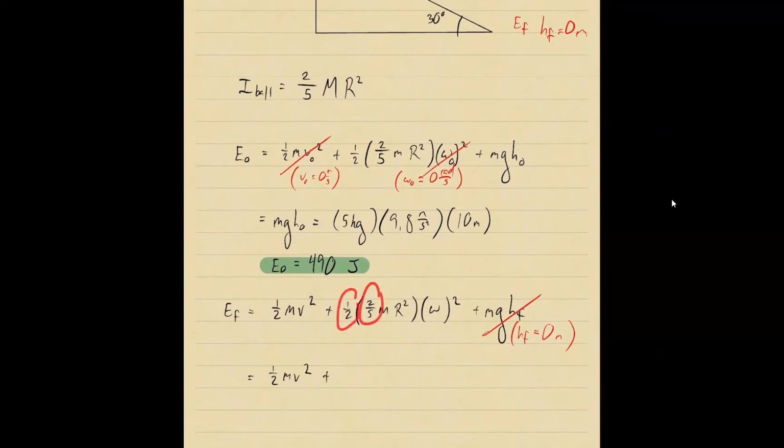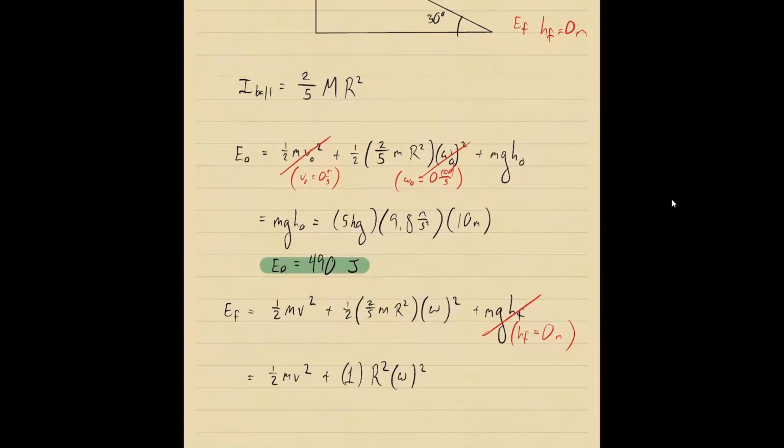we have 1/2 times 2/5, which is going to be, the 2's cancel out, so this is going to be 1/5, but our mass is 5 kilograms, so it's going to be 5 kilograms divided by 5, so this is just going to be 1 times r squared. I think that's why they chose this thing to be 5 kilograms, just so this kind of cancels out nicely, times omega squared. And that's going to be our final kinetic energy. Or excuse me, our final total energy.